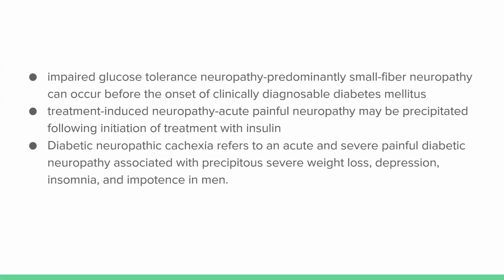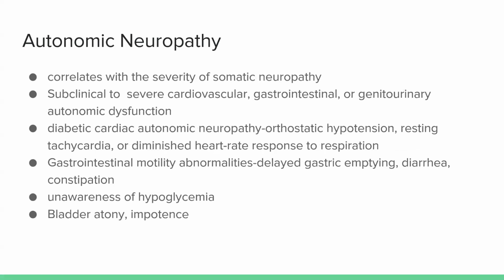A rare form of diabetic neuropathy is diabetic neuropathic cachexia. Usually happens in men, causes severe weight loss, depression, insomnia, and impotence. The other commonly seen problem is autonomic neuropathy in diabetes. Usually correlates with somatic neuropathy. That means if they have very severe distal symmetrical polyneuropathy, they will have autonomic neuropathy. It can be subclinical to severe, involve the cardiovascular, the GI, the genitourinary system.